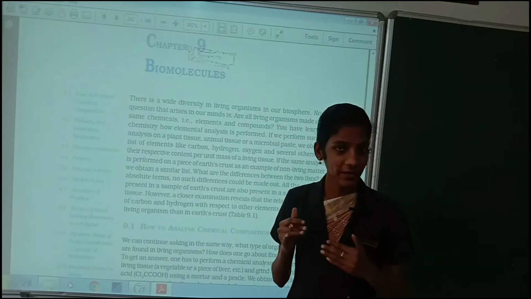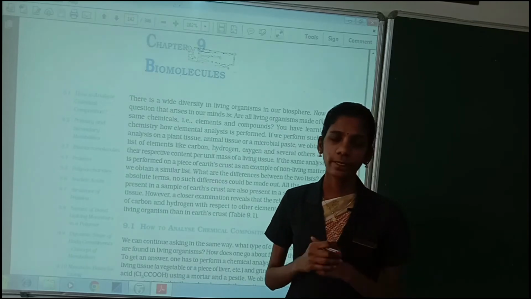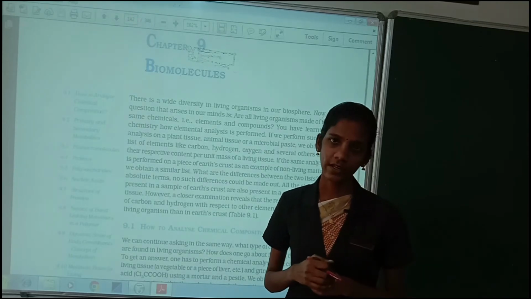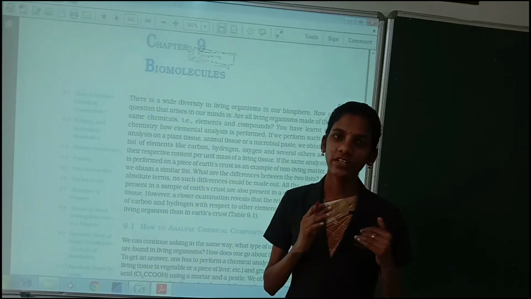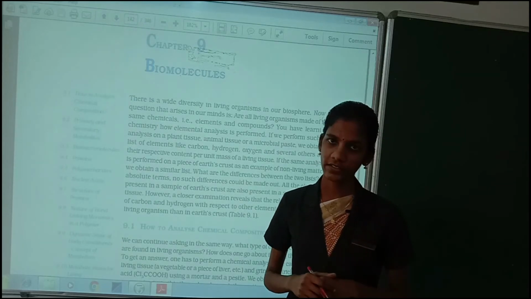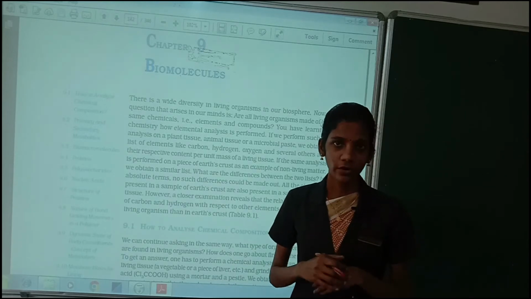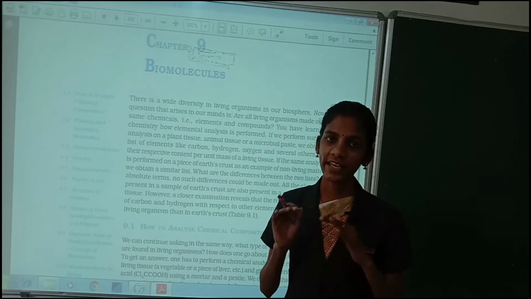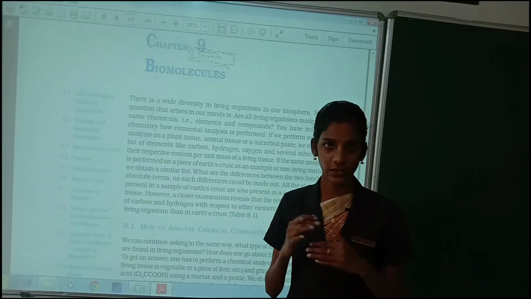Can we see the same kind of elements in the case of non-living things also? When we take an example of the earth crust, we will understand that the same kind of elements can be found in non-living matter also. The earth crust is a non-living matter, isn't it? We can see the same kind of elements in the earth crust also. In short, the elemental composition of the earth crust as well as human beings are almost the same.